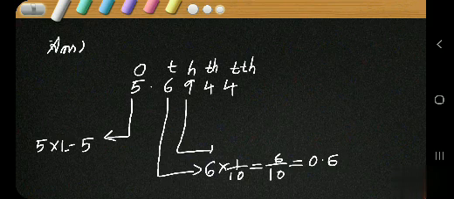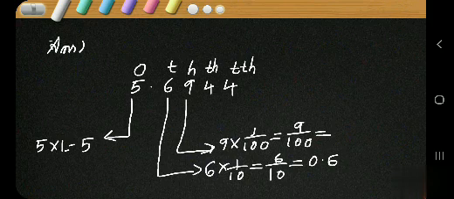Now, let's find out the place value of the next digit. Which is the next digit? Yes, 9 is the next digit. 9 is in which place? Yes, 9 is in hundredths place. So, for finding out the place value of 9, we have to multiply 9 with what? 100 or 1 by 100? Yes, 9 has to be multiplied with 1 by 100, isn't it? 9 into 1 by 100 means 9 by 100, isn't it?